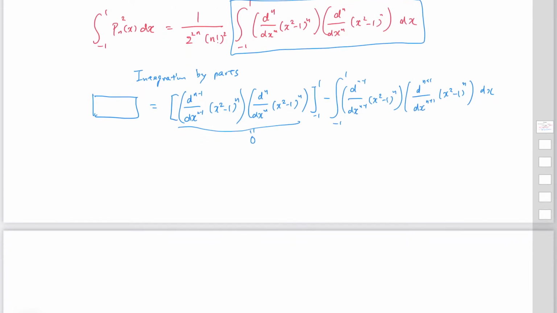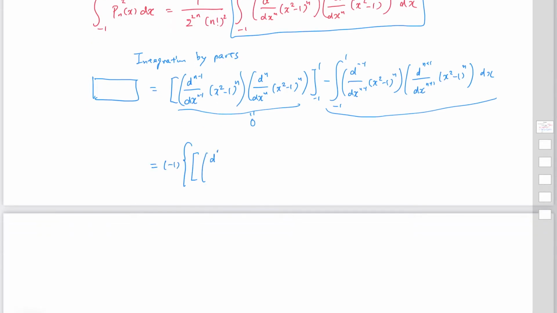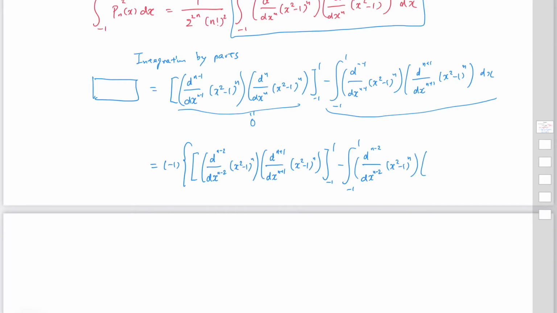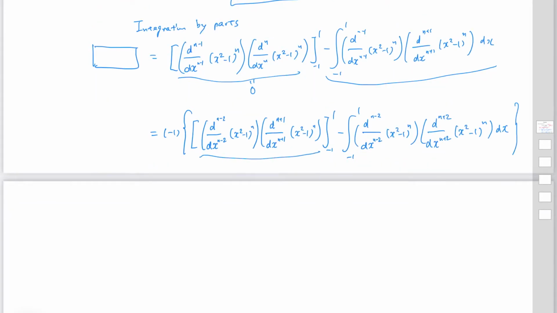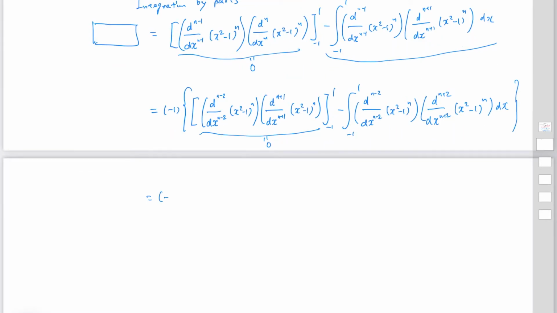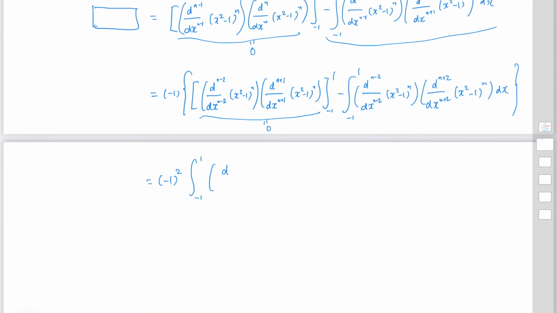Then we apply the integration by parts to the second term. This is minus 1, the n minus 2 derivative times the n plus 1 derivative, minus 1 to the 1, the n minus 2 derivative. Then integration by parts again gives the n plus 2 derivative. The first term again becomes 0. So it becomes minus 1 squared, d to the n minus 2, n plus 2 derivatives, dx.